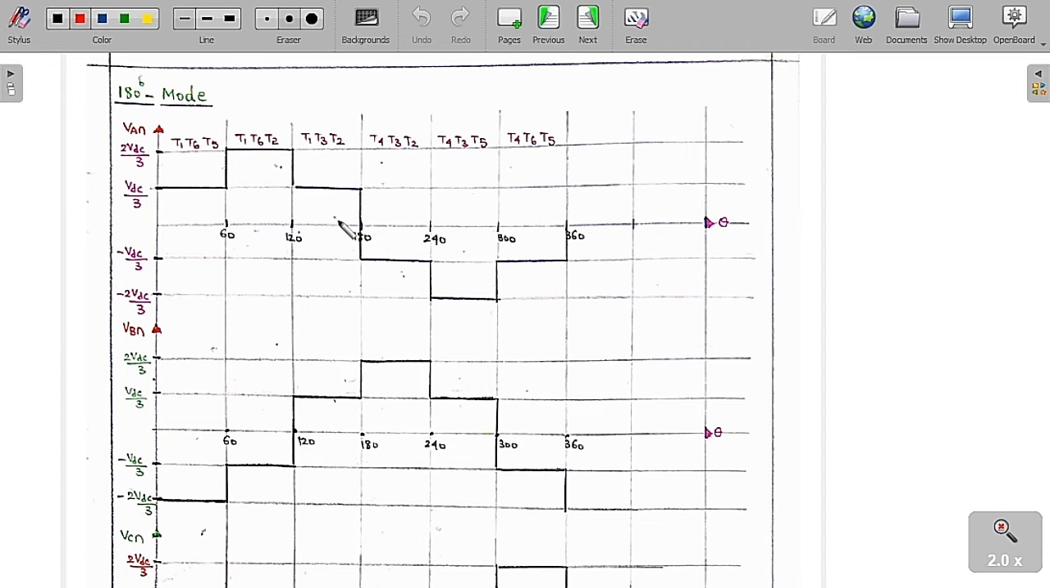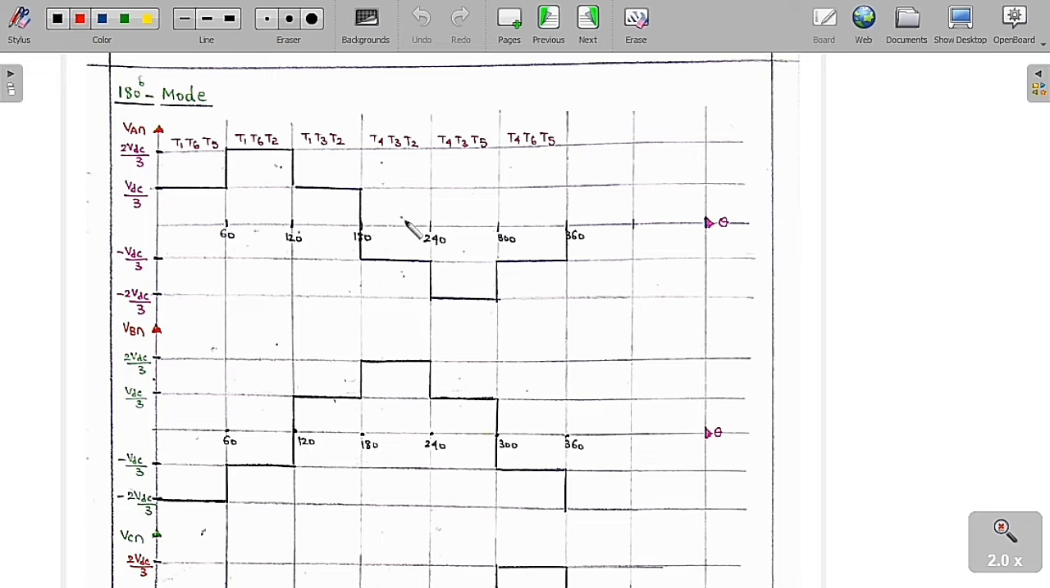And now from 120 degrees to 180 degrees, you can see clearly from the control scheme diagram that T1, T3 and T2 are going to conduct. If you close these switches and analyze the circuit diagram, we are going to get VAN as plus VDC by 3, VBN as plus VDC by 3 and VCN as minus 2 VDC by 3. So these are the voltages that you are going to get.